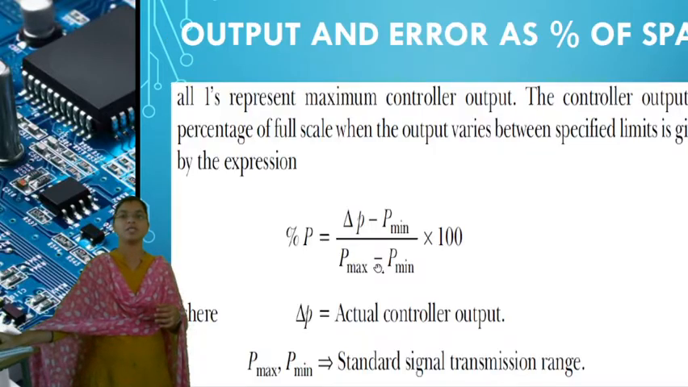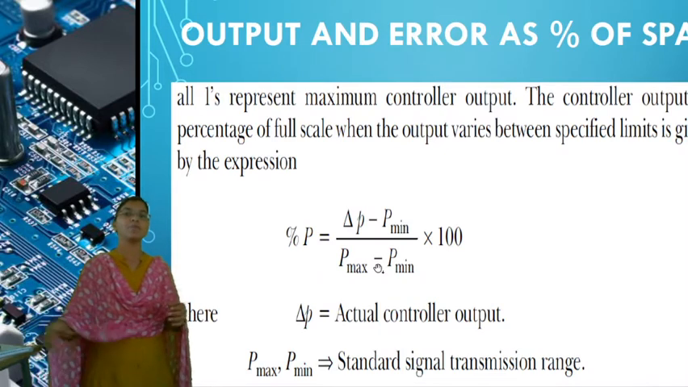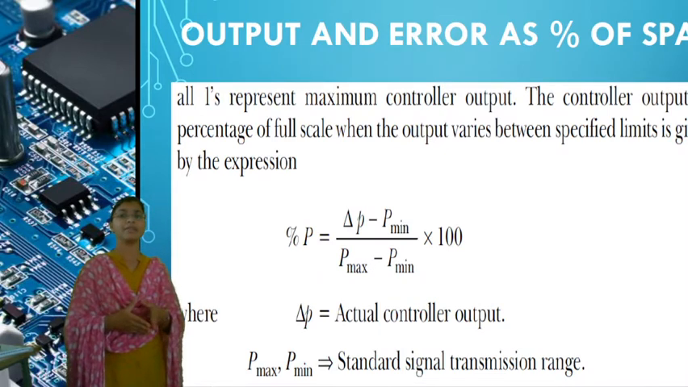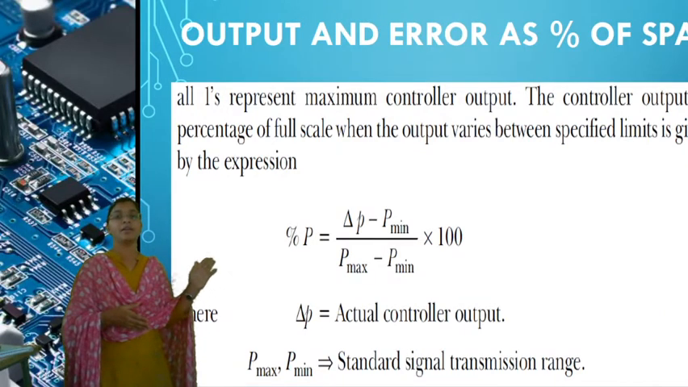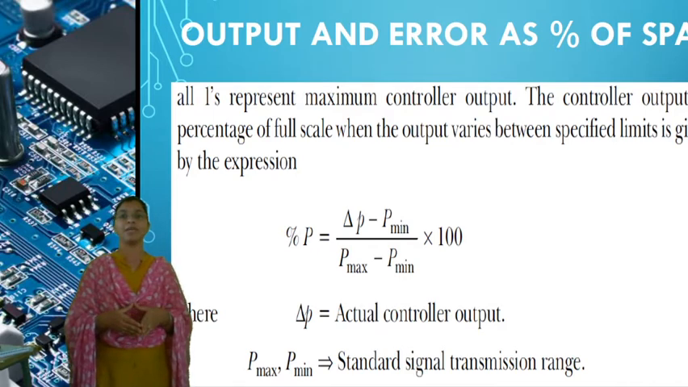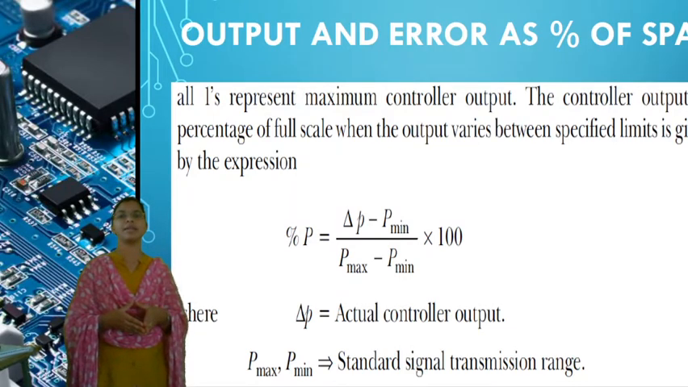So first we'll discuss what is meant by error. Error, you already know, is the difference between the set point and the measured value. That set point value we take as R, the measured value we take as B, then the error E is equal to R minus B, right? So E equals R minus B, and we can express that error as a percentage of span.